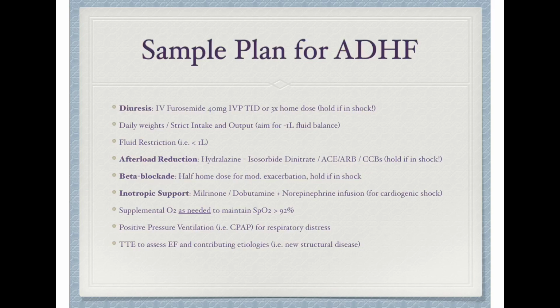We'd almost always obtain at least a transthoracic echocardiogram to assess the patient's EF, which would dictate further management strategies, and to look for contributing etiologies such as new structural heart disease, wall motion abnormalities, or valvular disease. Finally, we would be aggressively looking for and trying to address any precipitating etiologies or emergent things that need to be addressed, such as acute coronary syndrome, pulmonary embolism, arrhythmias, RV failure, and noncompliance with medications.